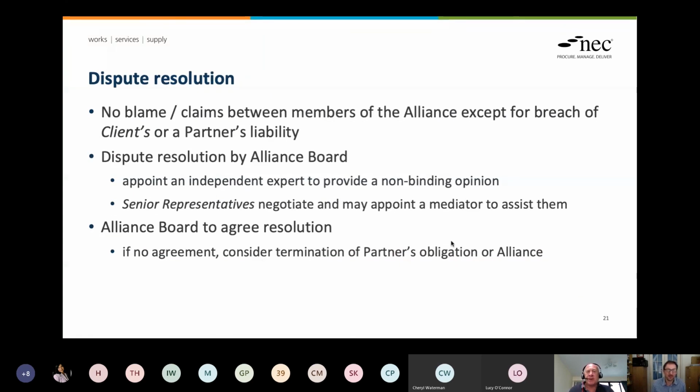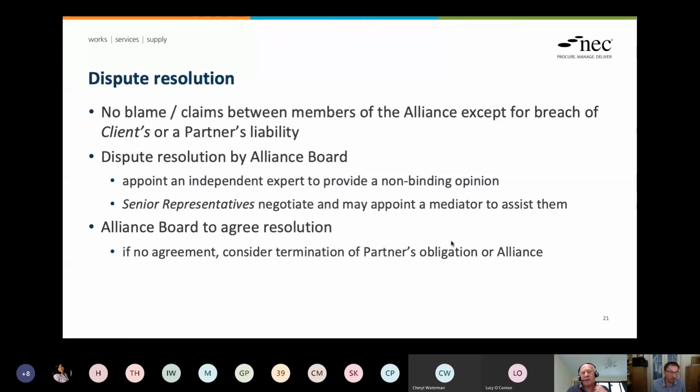So dispute resolution, as we said, there's no blame or claims between the members of the alliance. We can't take action against each other except for a breach of the client's or partner's liability. Go back to that previous slide. So except for a breach of the client's or partner's liability, we cannot make a claim against the other. No. The dispute resolution is by the Alliance Board. Ideally, they sort things out themselves, but they have the right, as we said earlier, to appoint an independent expert to provide a non-binding opinion, and maybe they put it before the board, and if the board's happy with it, then it will become binding.